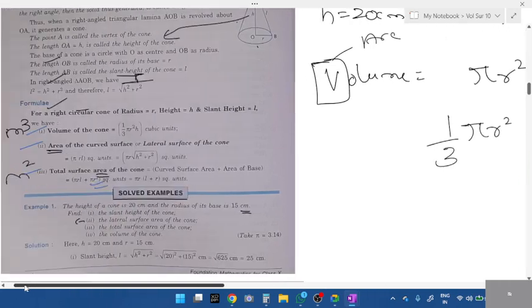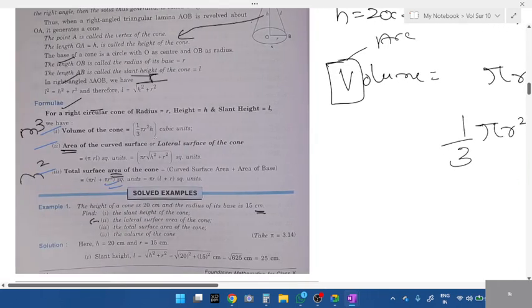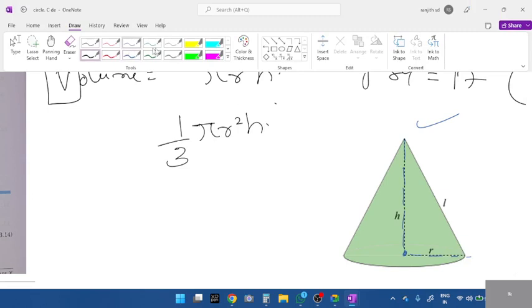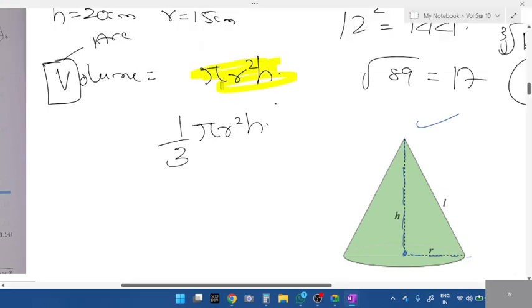pi r square h. What's the formula here? Cone. Where is it? Can you see? 1 by 3 pi r square h. Okay. Not slanting height, main height. 1 by 3 pi r square h is the answer. This is how you compare and study. If not, you'll get confused. Don't write the yellow one. This is the formula. Substitute, you'll get the answer, students. 1 by 3 pi r square h.